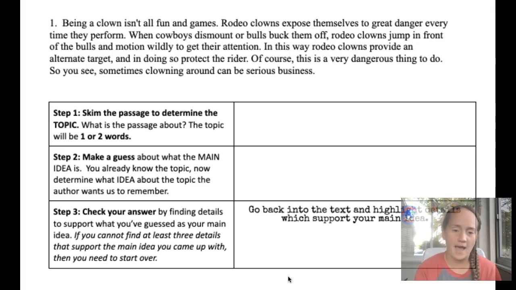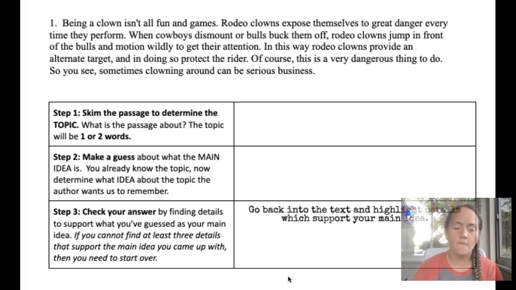So here's the passage. It says, being a clown isn't all fun and games. Rodeo clowns expose themselves to great danger every time they perform. When cowboys dismount or bulls buck them off, rodeo clowns jump in front of the bulls and motion wildly to get their attention. In this way, rodeo clowns provide an alternate target, and in doing so, protect the rider. Of course, this is a very dangerous thing to do. So you can see sometimes clowning around can be serious business.